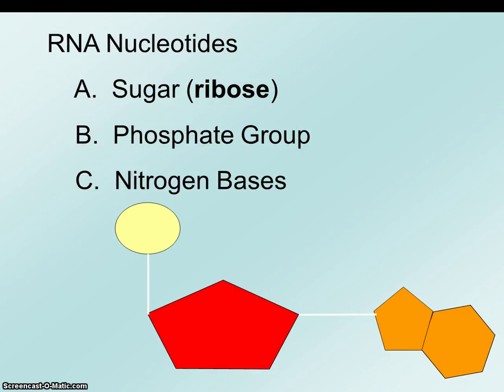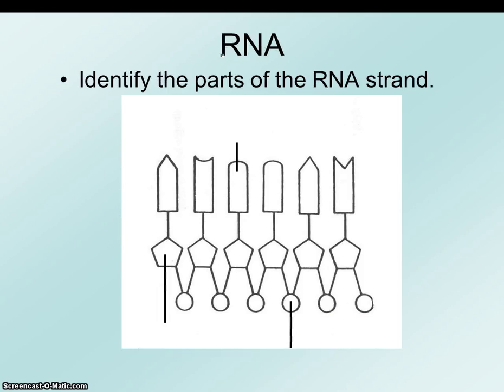Okay, so RNA is still made up of nucleotides, very similar to DNA nucleotides. It has a 5-carbon sugar, but the sugar is ribose. It also has a phosphate group, and the sugar and the phosphate make up that backbone, and then it does have a nitrogen base. So there's your sugar, there's your phosphate, and then there's your nitrogen base. Very similar to the nucleotide of DNA.